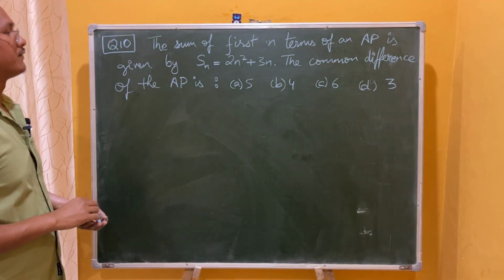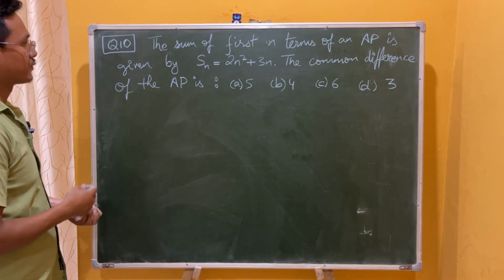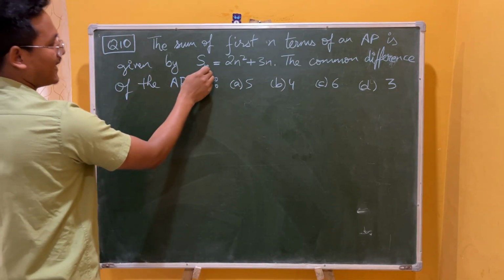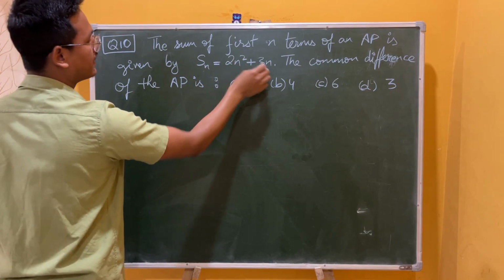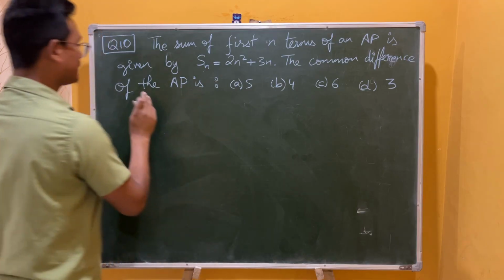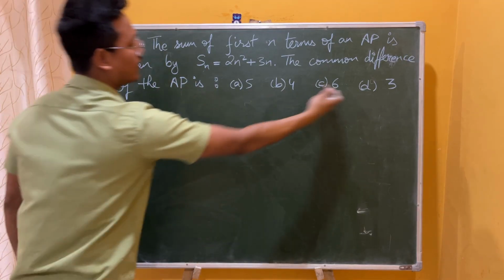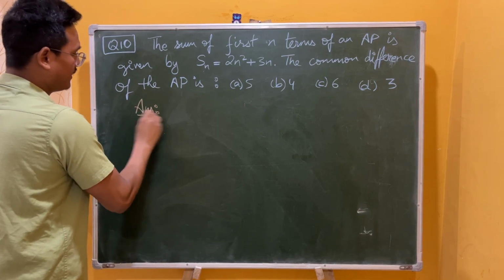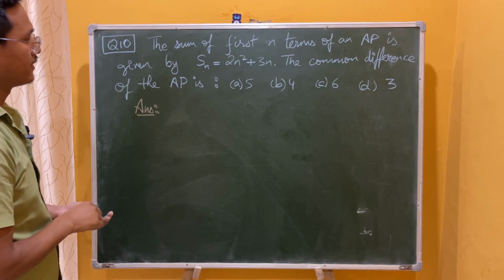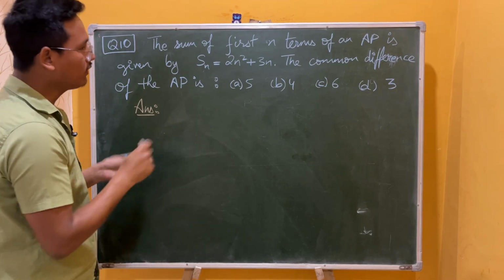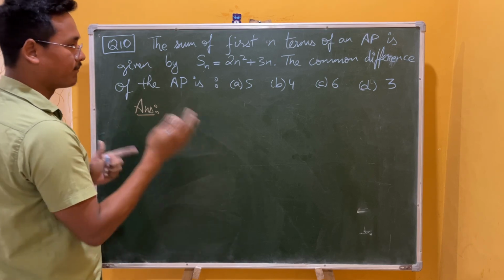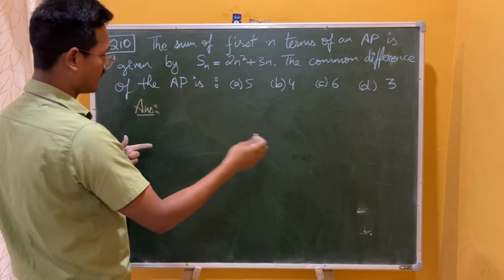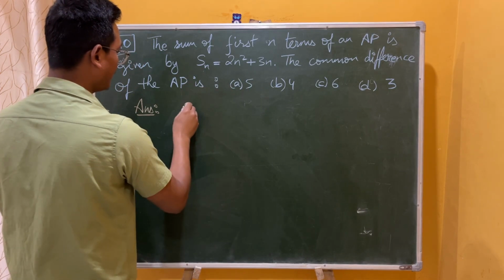So we have a question from arithmetic progression. It's question number 10. The sum of first n terms of an AP is given by Sn equals 2n square plus 3n. The common difference of the AP is one of these. So how do you find it? The solution is going to be a little lengthy, but there's a beautiful understanding. The sum of n terms, from the start till the nth term, is given by this.